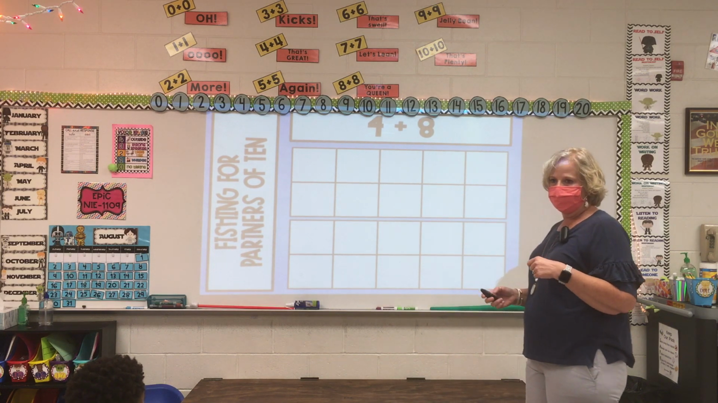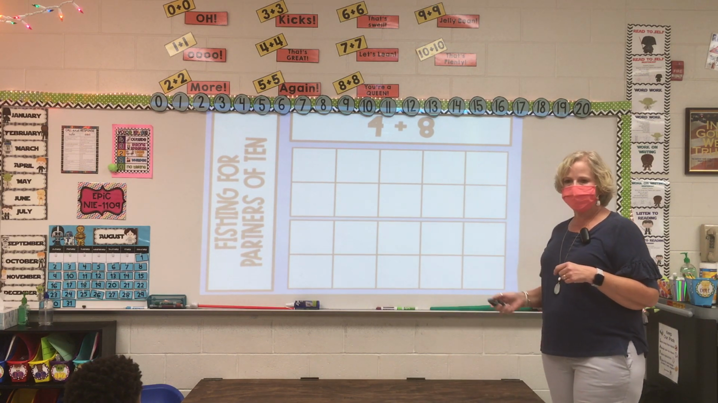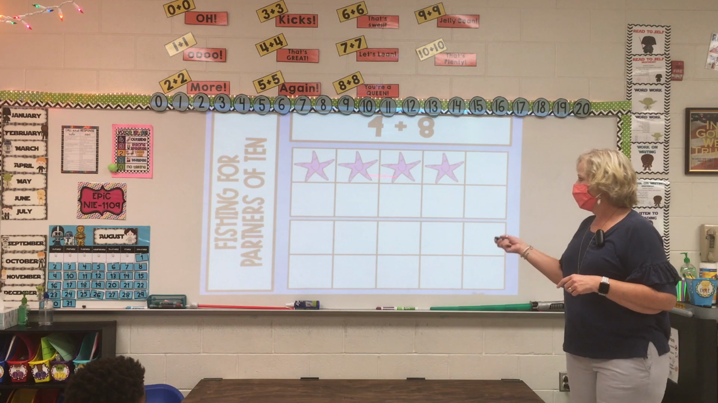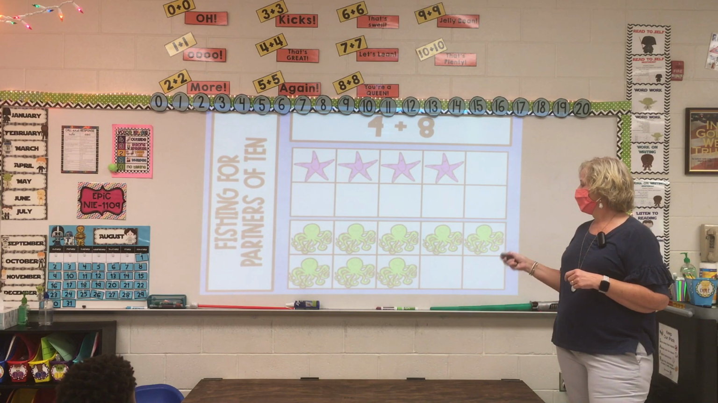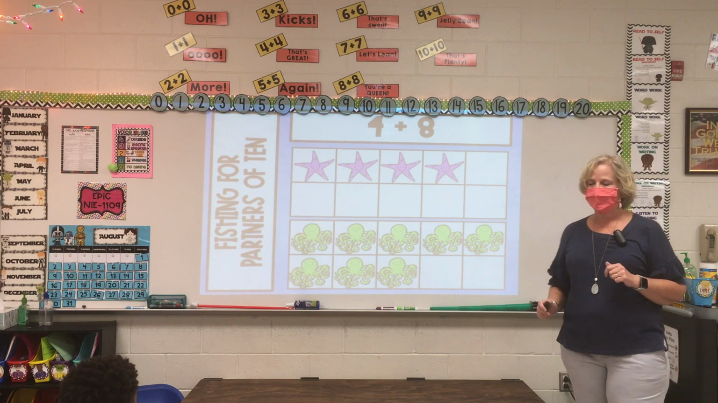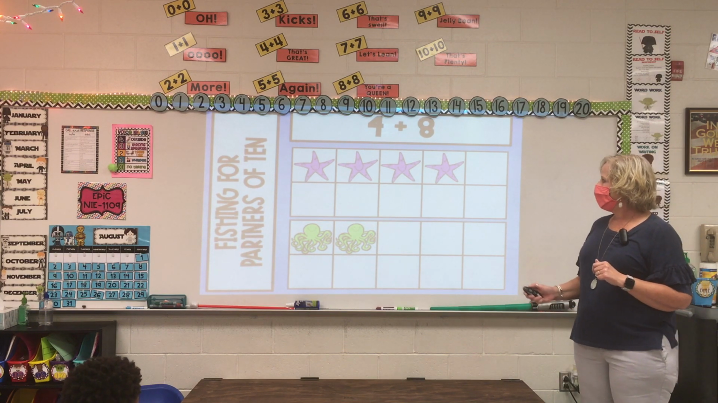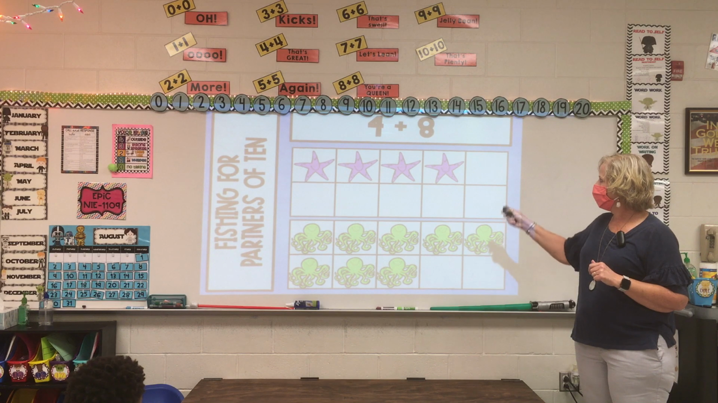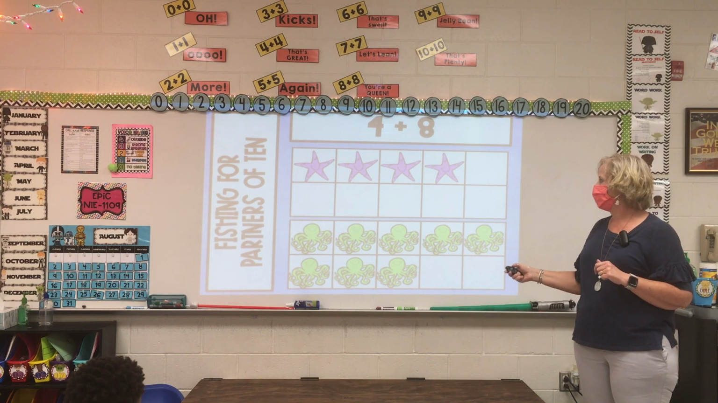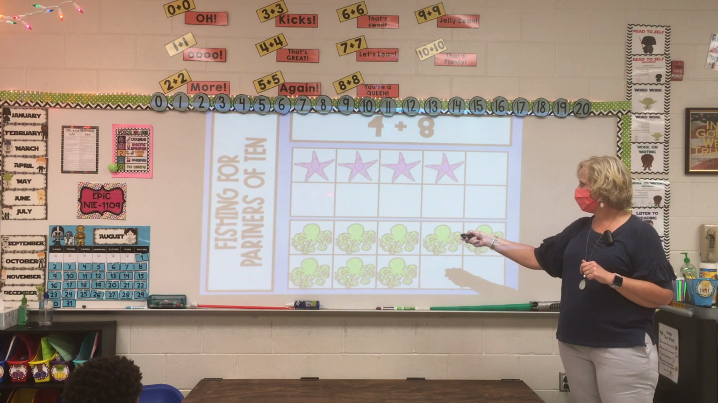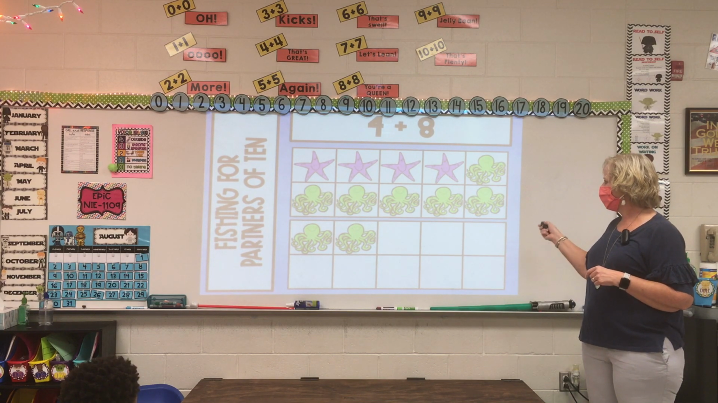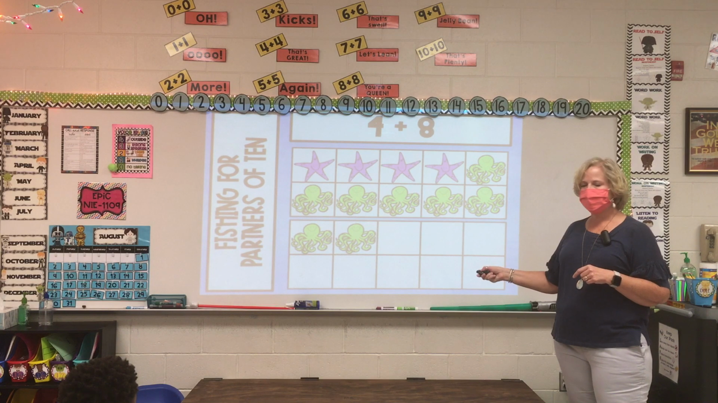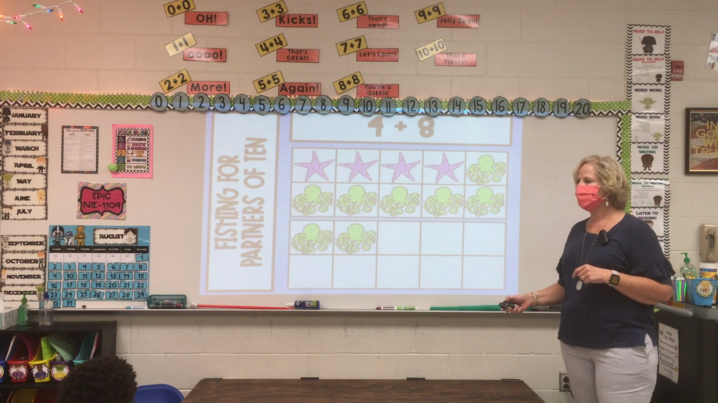4 plus 8. How many's going to go in my first 10 frame? 4 starfish. How many's going to go in my second 10 frame? 8 octopus. Now, I want to fill my first 10 frame. How many octopus do I need to put up here? 6. Good. I'm going to move 6 octopus up. That leaves me with only 2 in my second 10 frame.